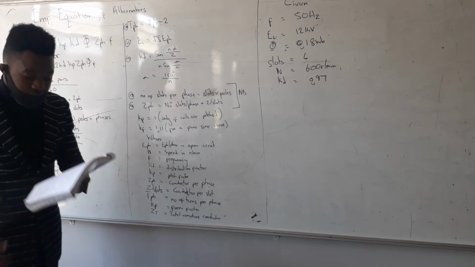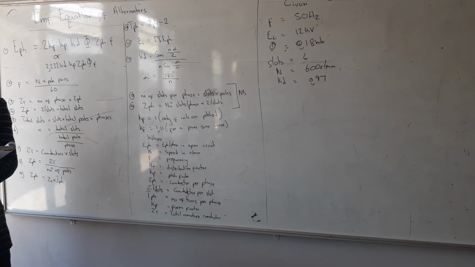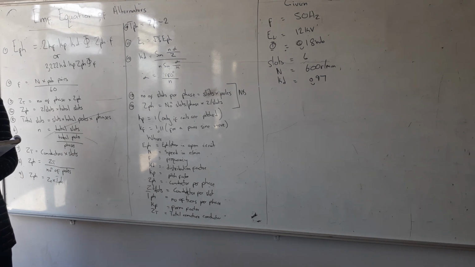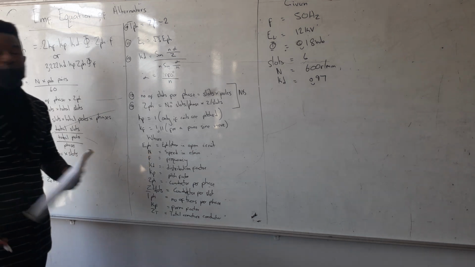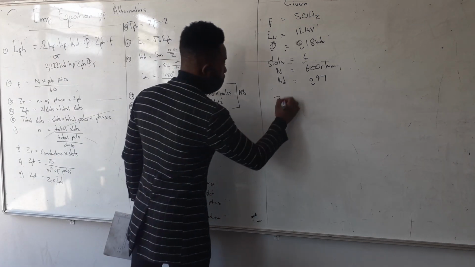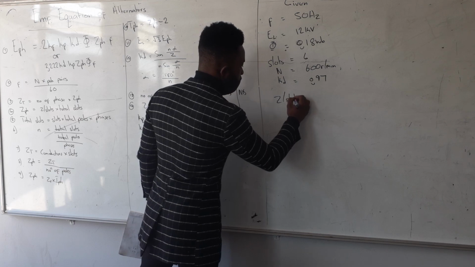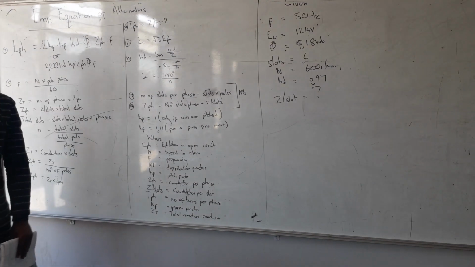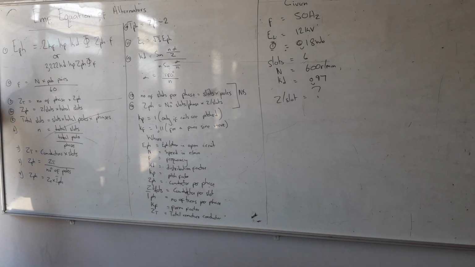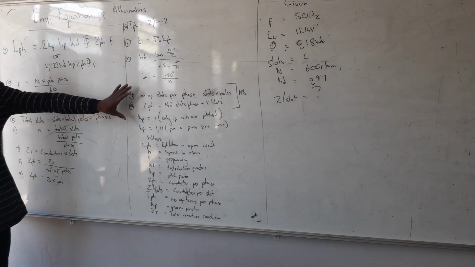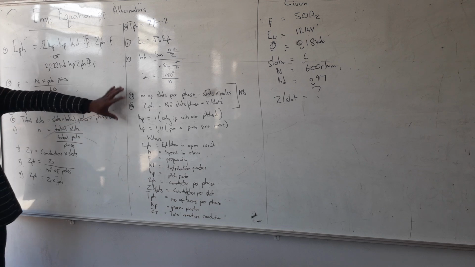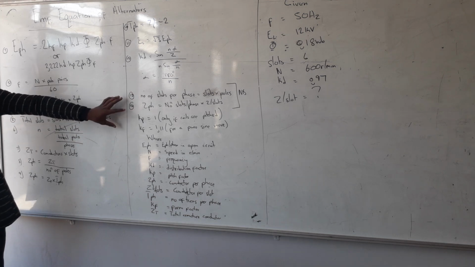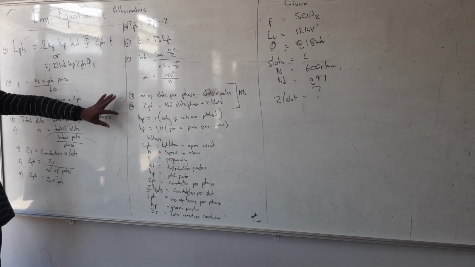So what is the question saying? Calculate the number of slots. Calculate the number of stator conductors per slot. They want us to calculate it per slot. How can we calculate our Z per slot? Mostly, guys, before you use any other formulas, check if these two formulas that I've written are not going to give you what you want to calculate.